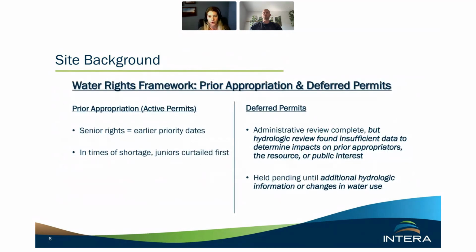I want to give a little background on the water rights framework for North Dakota. I'm going to focus on these two types of permit because they're important to the analysis. So prior appropriation versus deferred permits. So prior appropriation, these are active permits. So people who have approved usage of the water in the aquifer. Senior rights do apply to prior appropriations. So in times of shortage, juniors get curtailed first. In this case, a senior is just someone who's held their permit for longer.